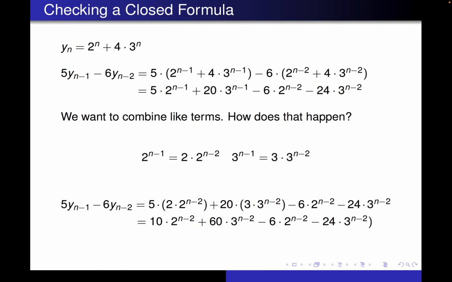So I've got 10 times 2 to the n minus 2, and then a minus 6 times 2 to the n minus 2. When I combine those, 10 minus 6 is 4, so I get 4 times 2 to the n minus 2. And then I have 60 times 3 to the n minus 2, and a minus 24 times 3 to the n minus 2, and 60 minus 24 is 36, so I end up with 36 times 3 to the n minus 2. So that was pretty nice. Much simpler than what it was at the beginning, right?